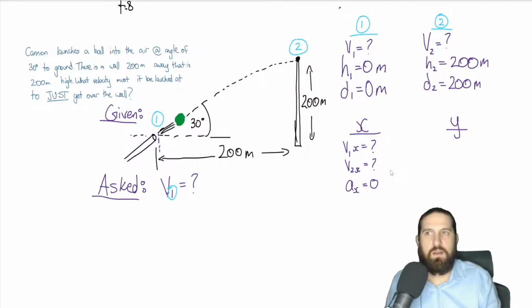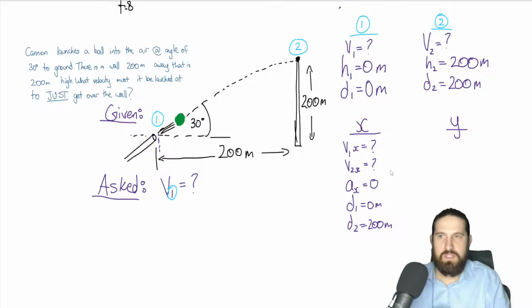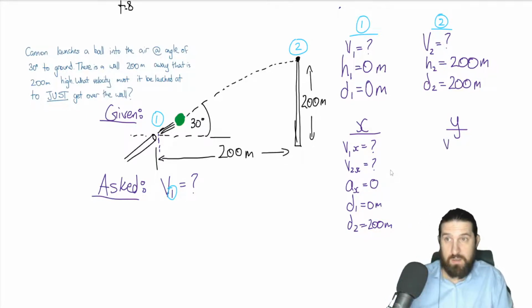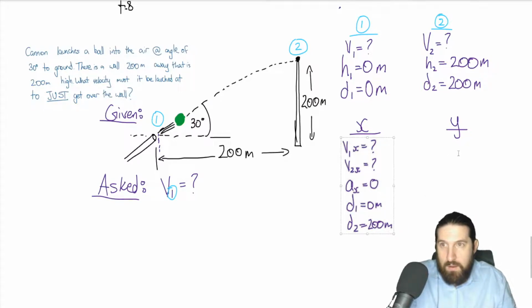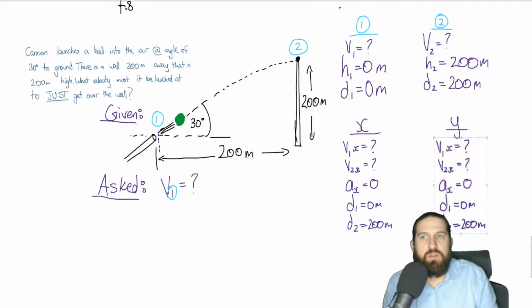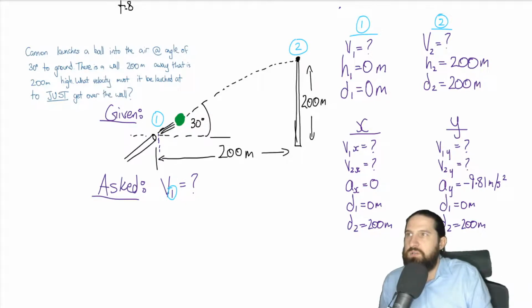And X is the D. So D1 is 0 and D2 is 200. Not 220, but 200. So X only cares about the D, and Y cares about basically the same thing, but in the Y. So they look very similar, but they're V1Y and V2Y and AY. And AY is not 0, it's negative 9.81. Now we made this decision earlier, when we made our first decision about 200 meters, but this is something to highlight here, that we've made a choice.